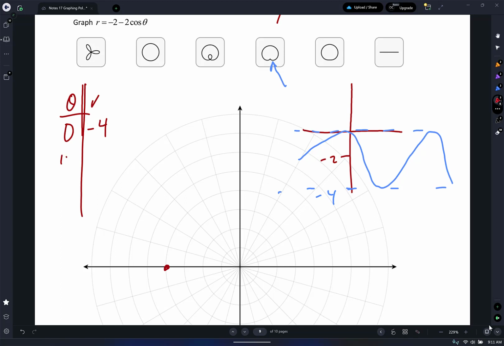I'm going to put pi over 2. Cosine of pi over 2 is 0. 0 times -2 is 0. -2 minus 0 is -2. So go to pi over 2, -2. Point.